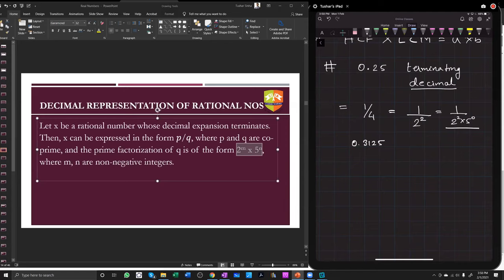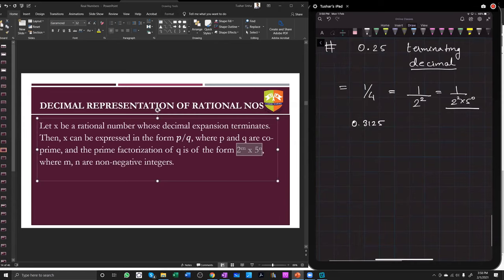0.3125. What is this? Can anyone tell me what is this? 0.3125. How do I convert it? How much is this? 1 upon something? How much is 3125? No one is participating. Hello, people. Are you there? Sorry. There are 30 people here.